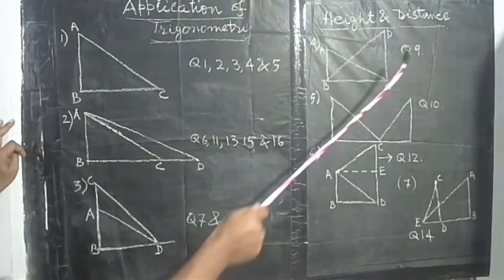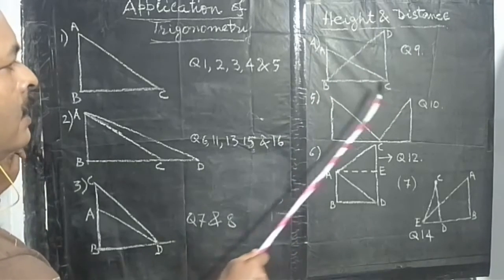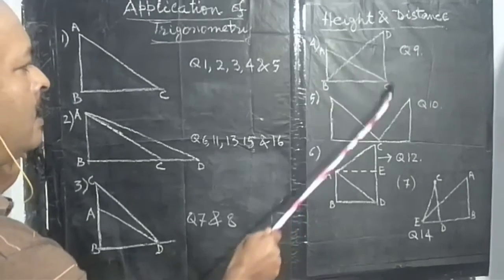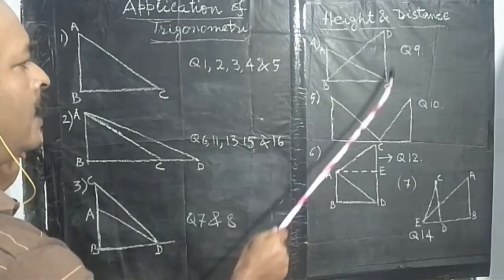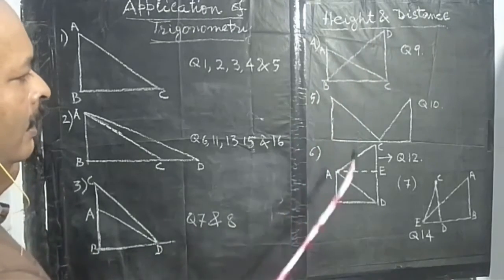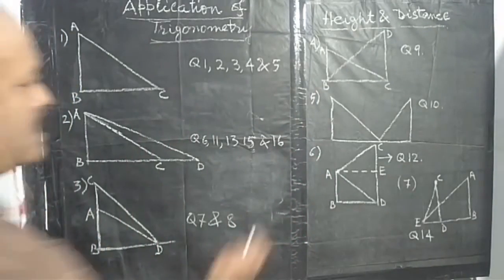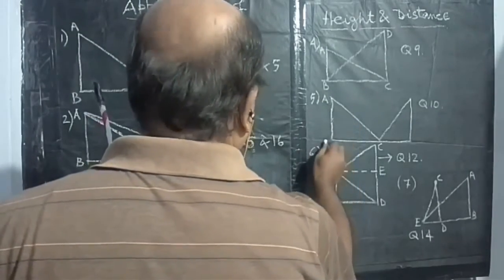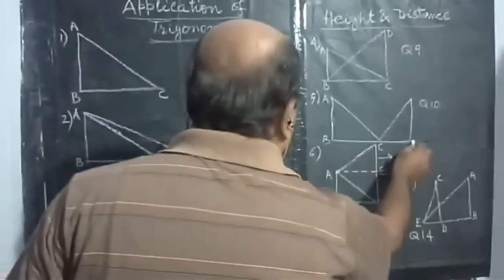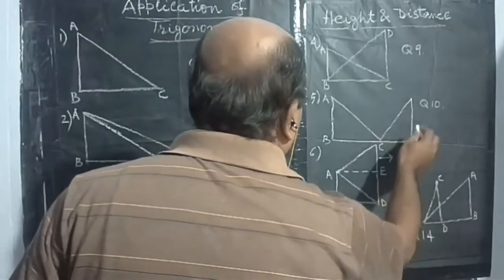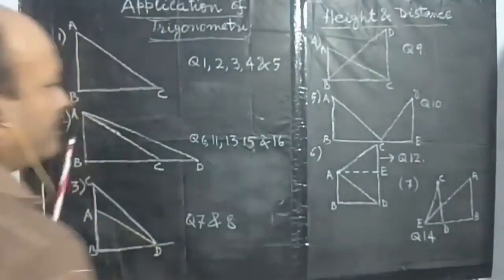Now question number 9 is two right angle triangles. One is ABC, another is DCB. See, AB is one height, DC is another height, but only two right angle triangles. Type 5 is again two right angle triangles. One is AB, here C suppose, and this one is DE. Two right angle triangles.